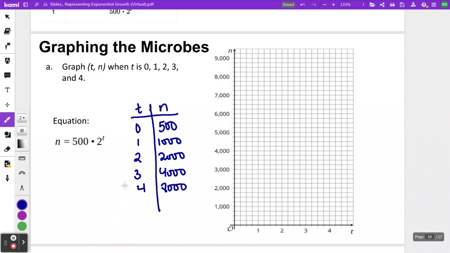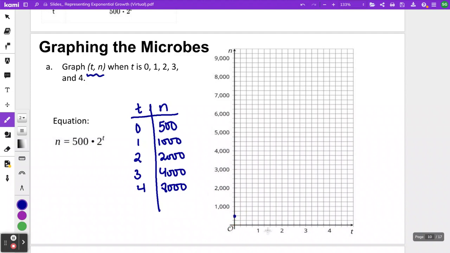I'm going to go ahead and graph these numbers over here. And notice it says here, and on our graph, my T is my horizontal axis or my x-axis, and then N is my vertical axis or my y-axis. So when I go to graph this first point at hour 0, we have 500 bacteria. That's going to be halfway to 1,000, so I'm going to put it right here.